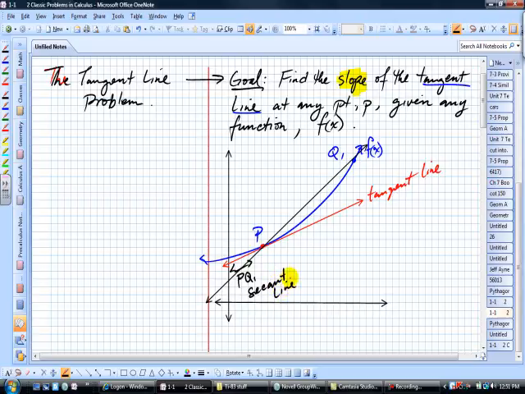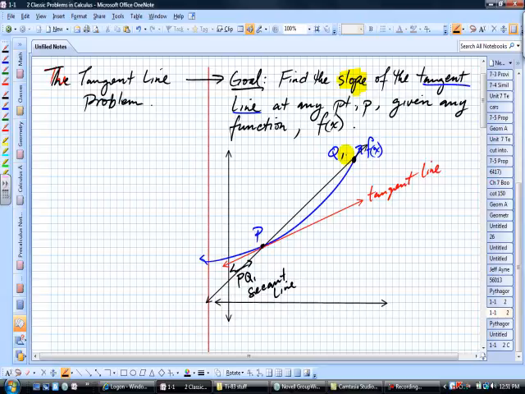A secant line is a line which intersects the function twice, and it goes through Q and it goes through P. Now, you notice that the slope of the secant line PQ is pretty steep, and it's much bigger than the slope of the tangent line, which is what we want. So it'll give us an approximation, but not a very good one, because it's too steep. So the question is, how do you get a better approximation of the slope of the tangent line?